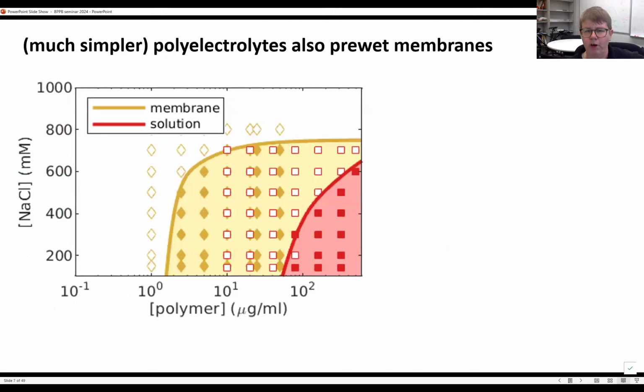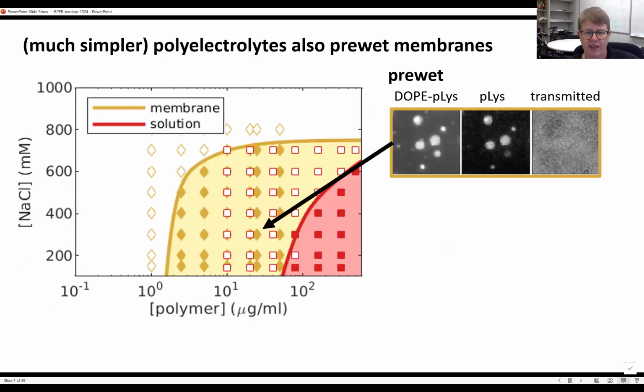Okay, so that's the backdrop. And so now we have this very simple system. We have lots of knobs that we can turn, and we can map phase diagrams. And so that's what this is. We varied polymer concentration in solution, and we've also varied salt concentration, which titrates the interaction energy between these polyelectrolytes. And we can be in a regime where there's pre-wetting, where we get these domains at the membrane. And one reason we know they're pre-wet is that we don't see them in a transmitted light image because they're not big enough to diffract light on their own.